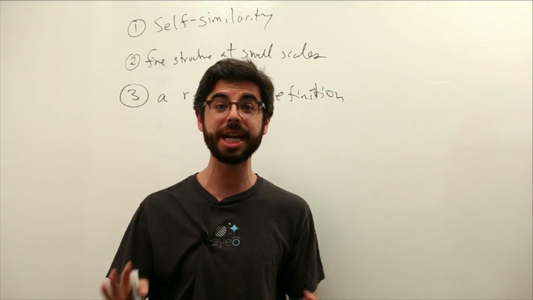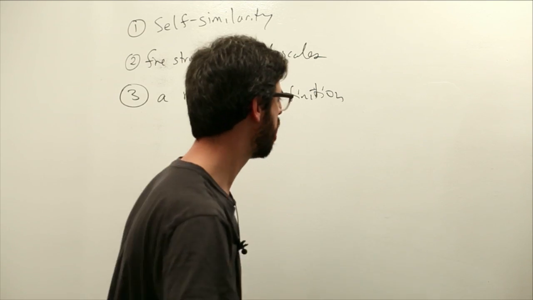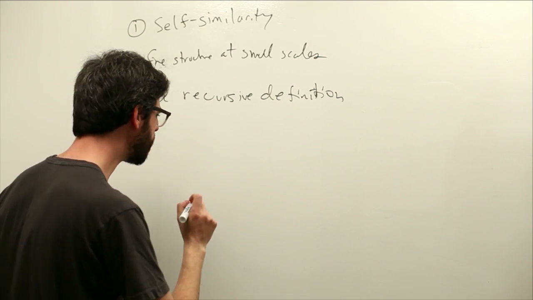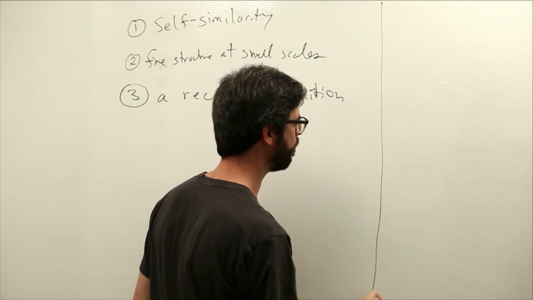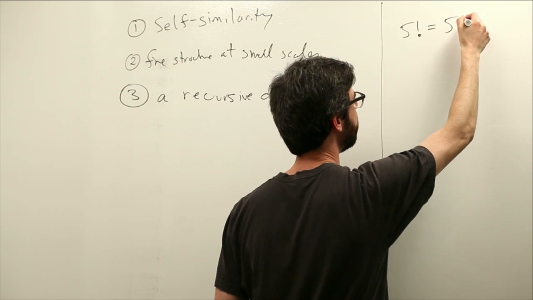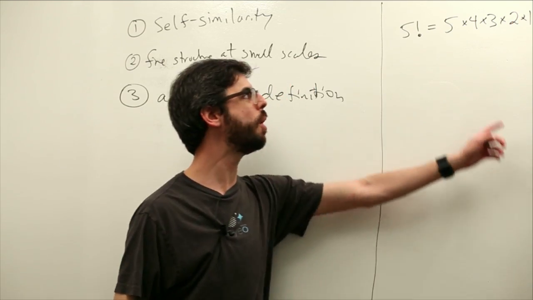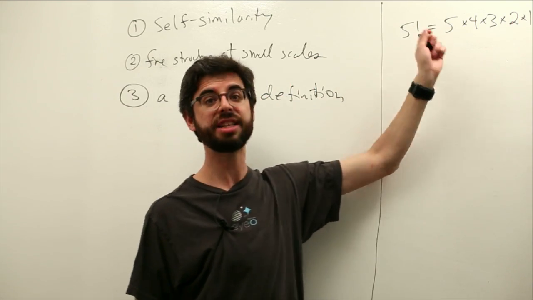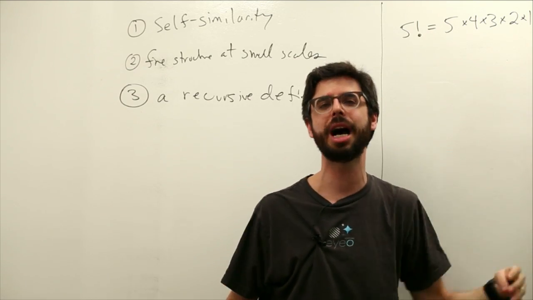I think we're going to end this video and start to look at recursion in code next. Okay, so let's look at factorial. If you don't remember what factorial is, let's just say for a moment, 5 factorial. 5 factorial equals 5 times 4 times 3 times 2 times 1. We multiply the number 5 times every number that is less than 5 all the way down to 1.